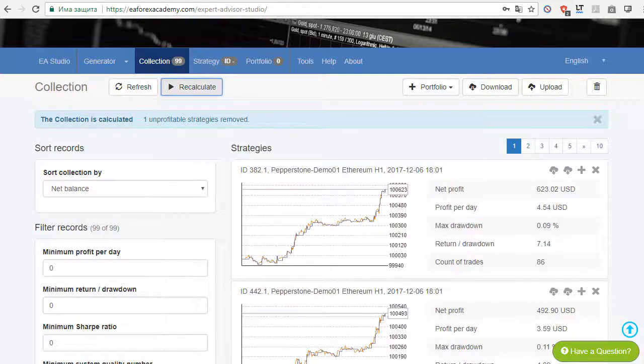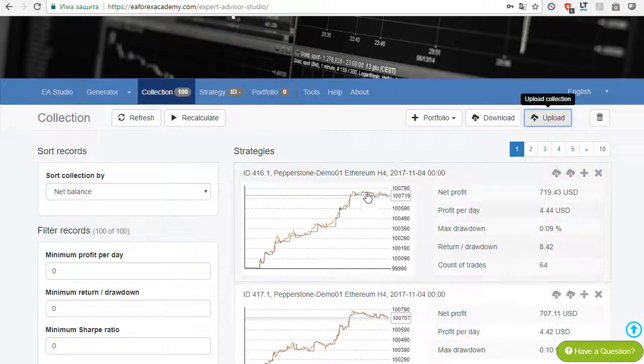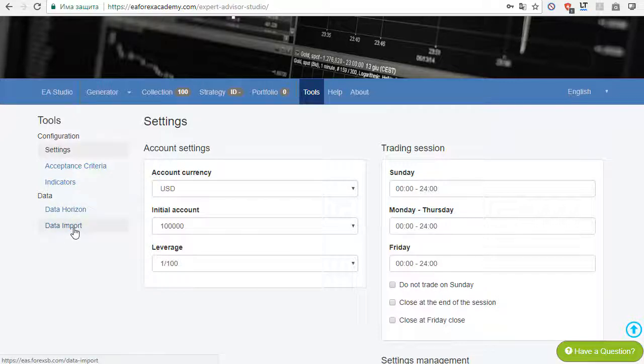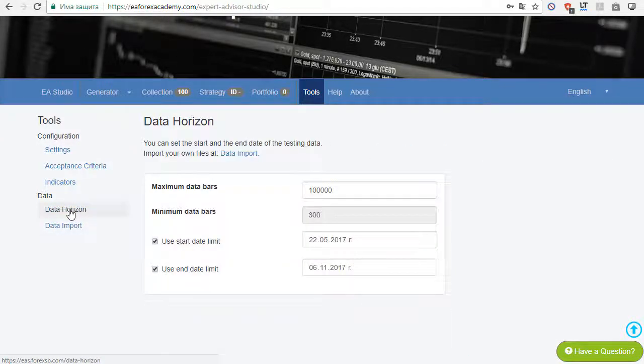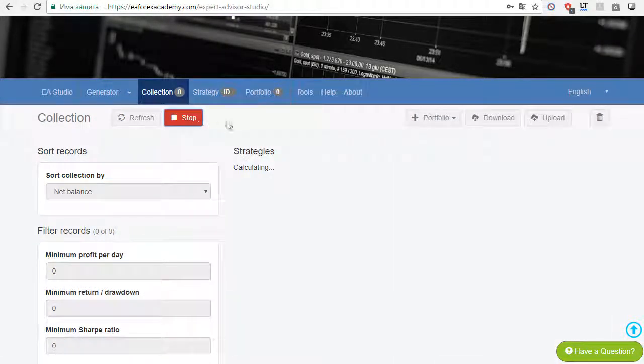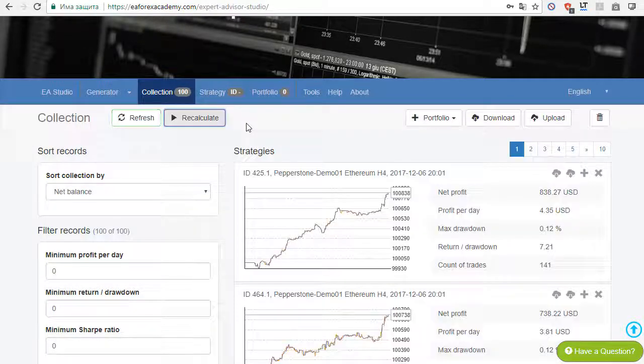So simply guys, I will do the same thing for the H4 chart. I'm going to tools, you can see the date here is 4th of November. I'm going to tools and I will click on data horizon, sorry. Here I as well remove this tick and this way I am including the last 1 month. And when I click on recalculate, you will see what will happen.